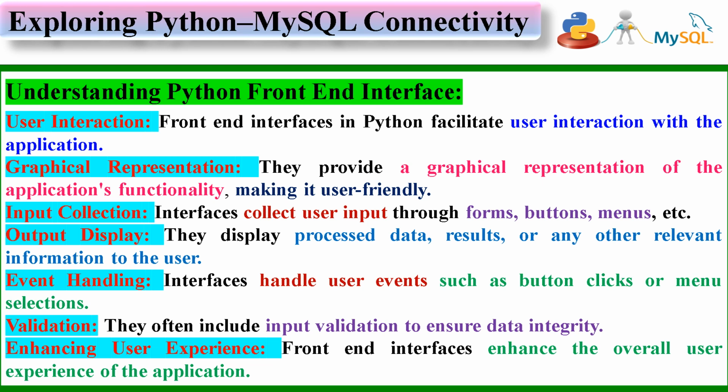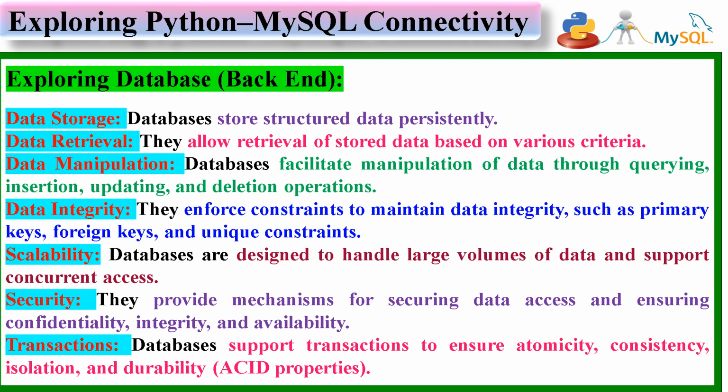Event handling. Interfaces handle user events such as button clicks or menu selections. Validation. They often include input validation to ensure data integrity. Enhancing user experience. Front-end interfaces enhance the overall user experience of the application. Next, we explore the database, the backend. Here we use MySQL as the backend for the applications.